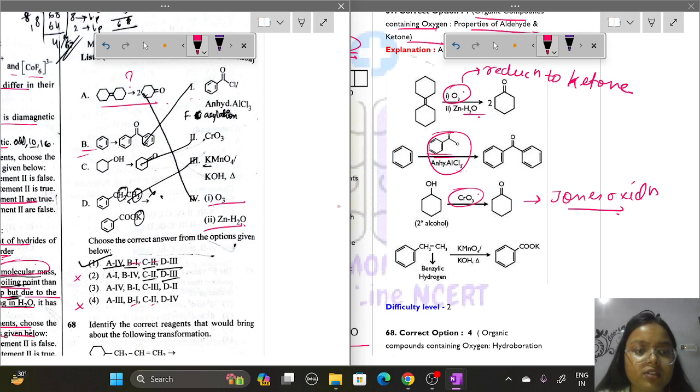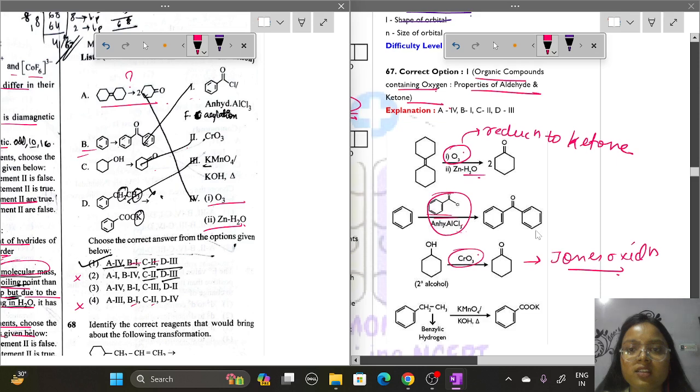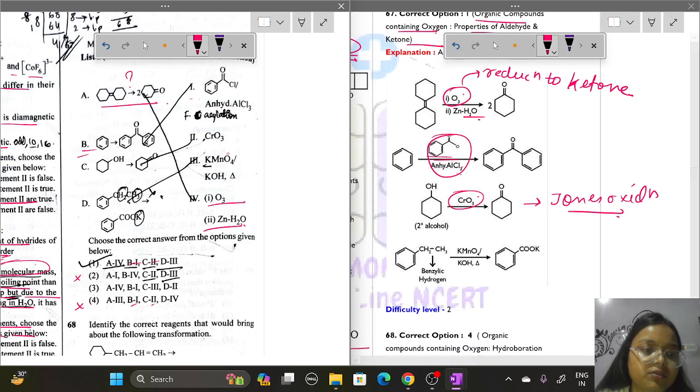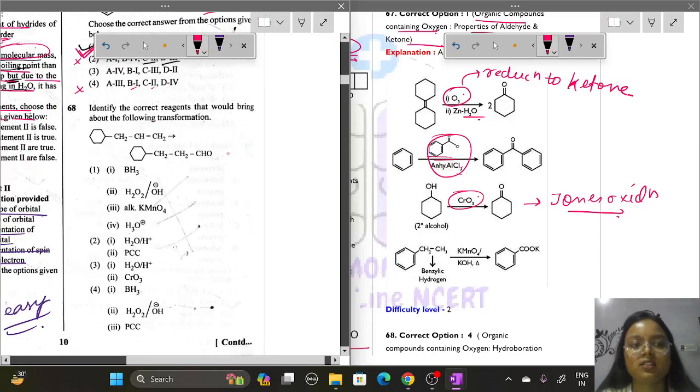Okay. Sorry. Option number 2, so Statement 2 and then Statement 3. Statement 3 is also correct. So, option number 1 is the correct option.